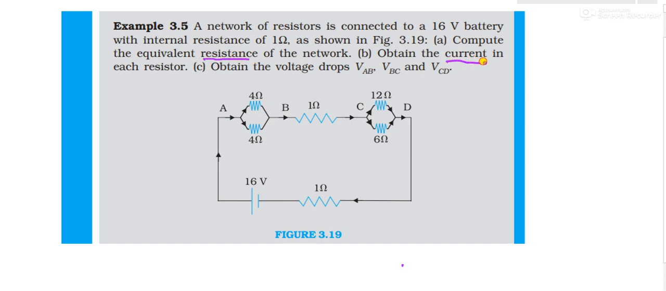Second one, what is the total current, and also the current in each resistance. Here the only twist is, obtain the voltage drop between here, V1, V2 and V3. So they want these three voltages, which are going to be AB, BC, CD. Here the voltage they require.